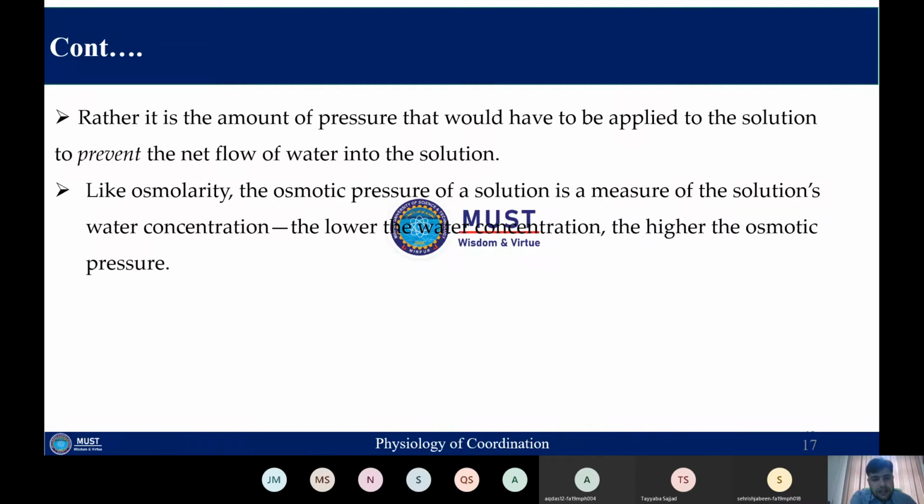It means if there is a high concentration of solute, automatically there will be a low concentration of water, and more water will move into that solution. So if we have a high concentration of solute, or high osmolarity of the solute, or low concentration of water, in both cases the osmotic pressure will be high. Have you got my point?